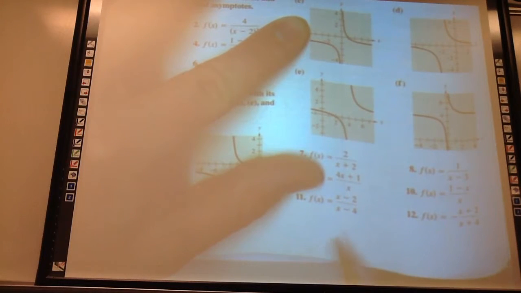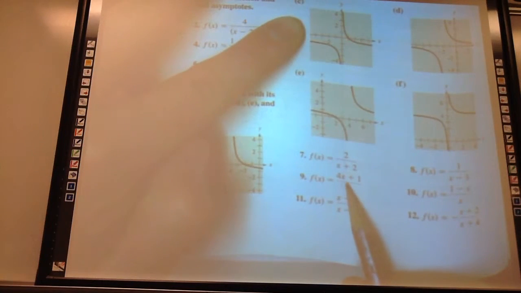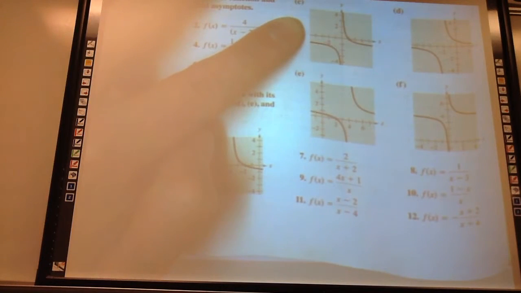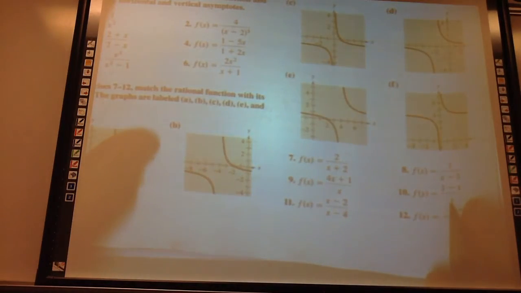The other way you could have done that is to ask, what is the x-intercept? Set the top equal to 0. X equals 0. Then 1 over 1 is 1. So number 10 is C.